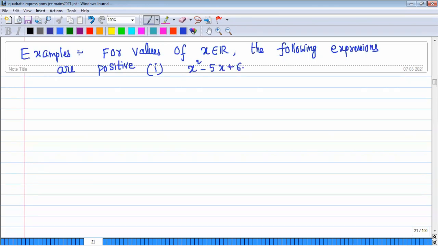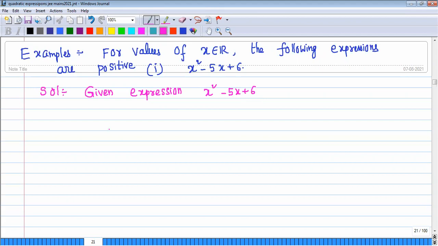First we need to check whether we need to apply the 1.3 theorem or the 1.4 theorem. If the roots are imaginary, we can apply the 1.3 theorem directly. If the roots are not imaginary, then we go for the 1.4 theorem. So first of all, write down the solution. The given expression is x square minus 5x plus 6.